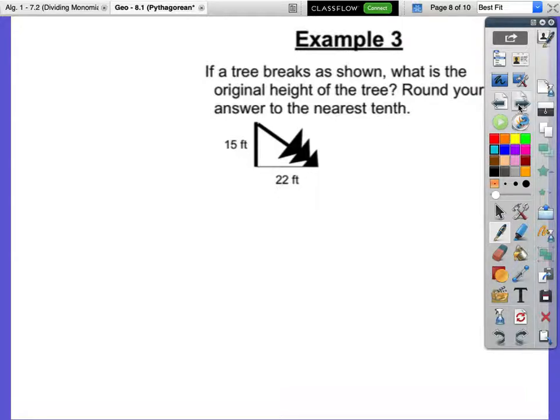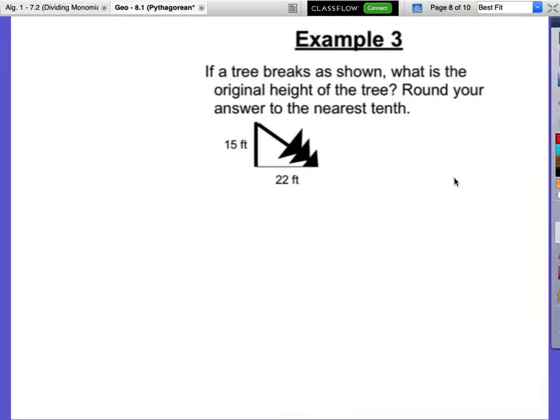Okay. Hey, let's look at this one. If a tree breaks as shown, what is the original height of the tree? Round your answer to the nearest tenth. So as it shows, what kind of angle do we have here? Right angle, right? That should probably be drawn in so we actually know it. Right angle.